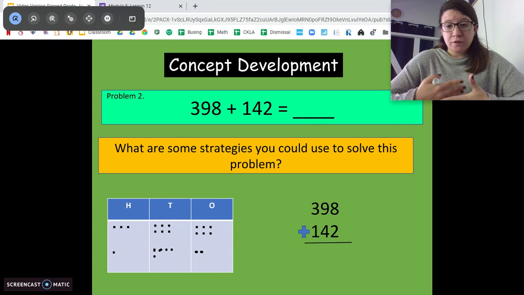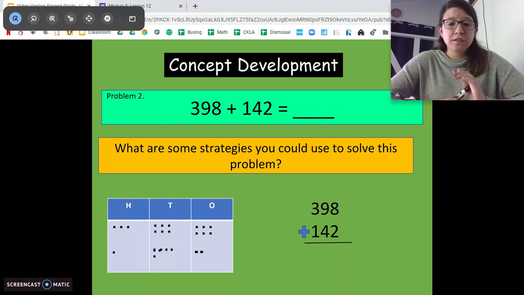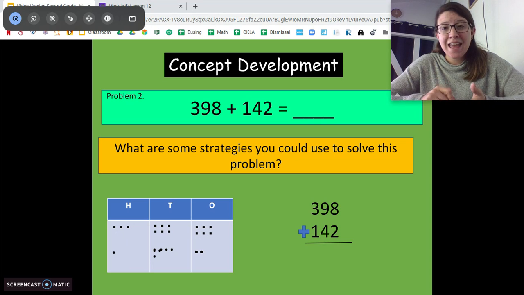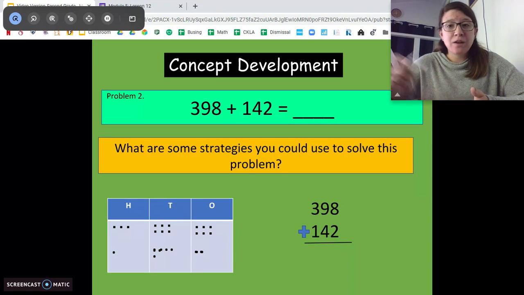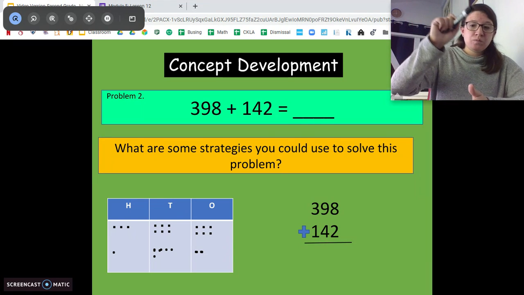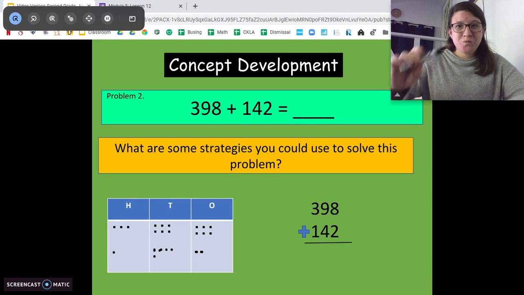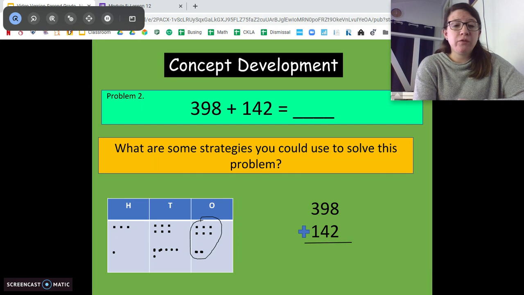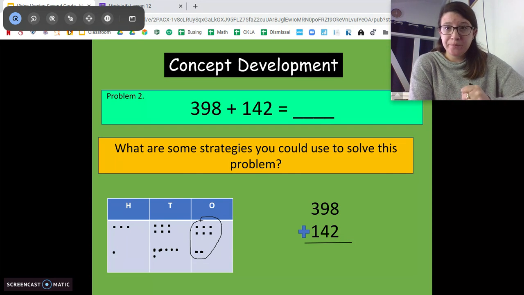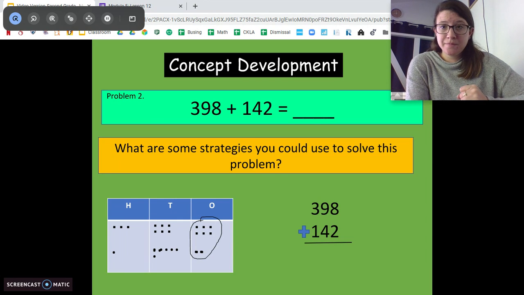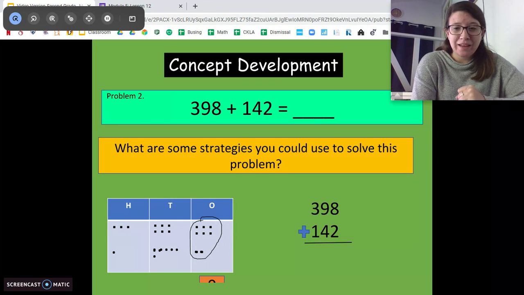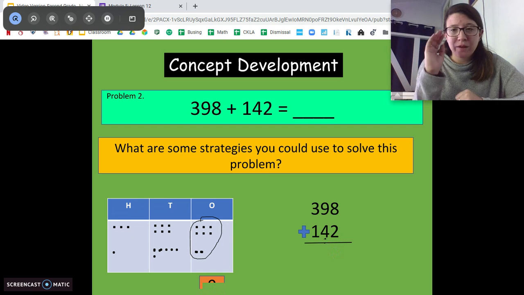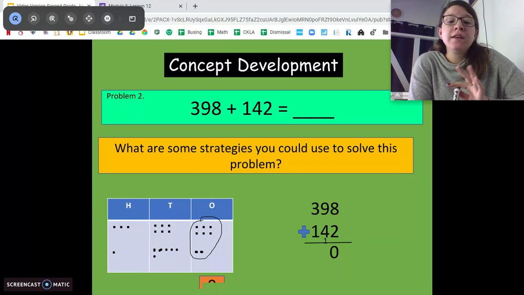So we add our ones first. For this, we have 8 ones plus 2 ones, and that's going to get us 10. When we have 10, what do we do? We've got to bundle and circle, right? So we're going to bundle and circle, and we're going to move them over. Now, when we do that in our vertical method, what do we need to do? Yes, we've got to add that 1 over there so that we know we added another 10 into our vertical way. Now we can continue.